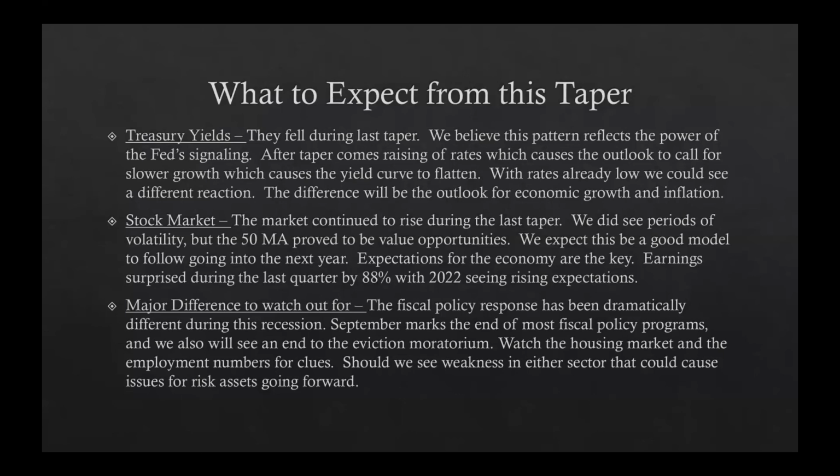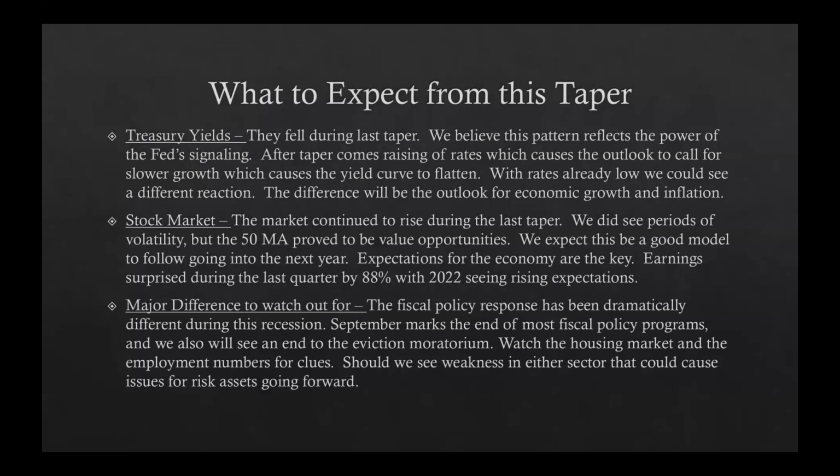As far as the stock market, the market continued to rise during the last taper. We did see periods of volatility, but the 50 moving average proved to be value opportunities. We expect this to still be a good model going forward into next year because expectations for the economy are key. And what clues do we have for that? Well, this last earnings period surprised during the last quarter by 88%. We're not finished completely. And what we saw was 2022 expectations rose significantly. So right now, the forward-looking mechanism is that the economy is still going strong.